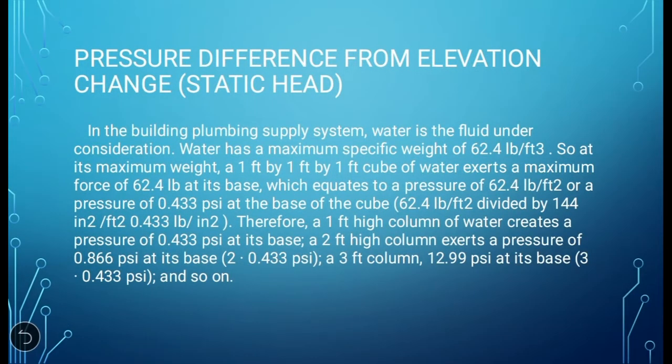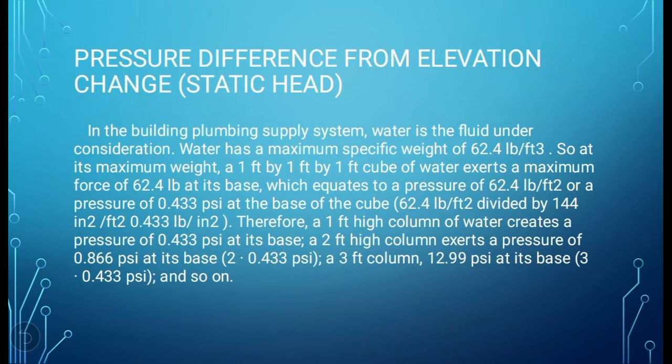So, at its maximum weight, a 1 feet by 1 feet by 1 feet cube of water exerts a maximum force of 62.4 pounds at its base, which equates to a pressure of 62.4 pounds per square feet, or a pressure of 0.433 psi at the base of the cube, or 62.4 pounds per square feet divided by 144 square inches per square feet, 0.433 pounds per square inches.